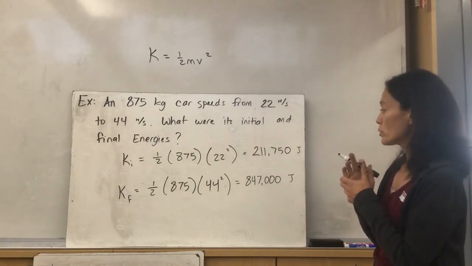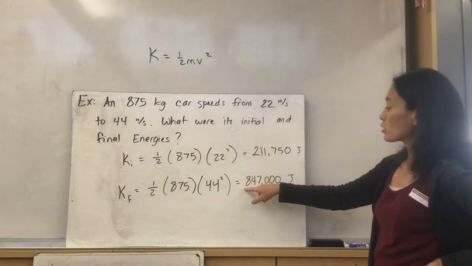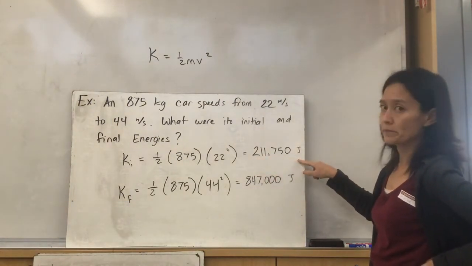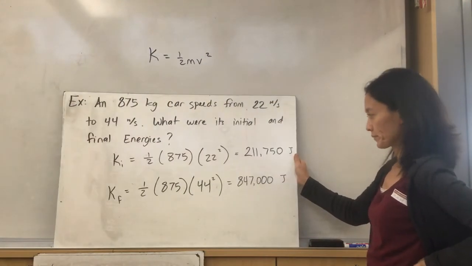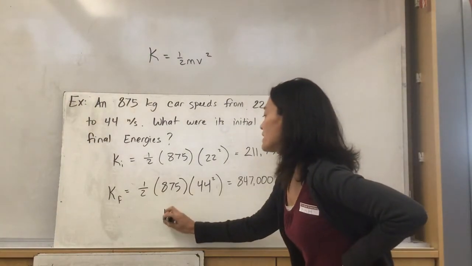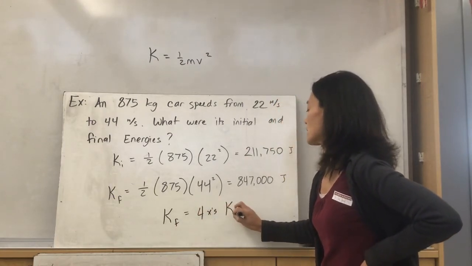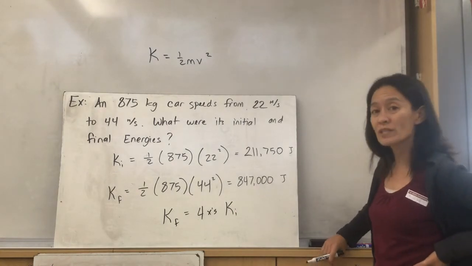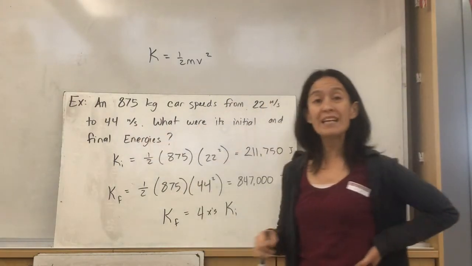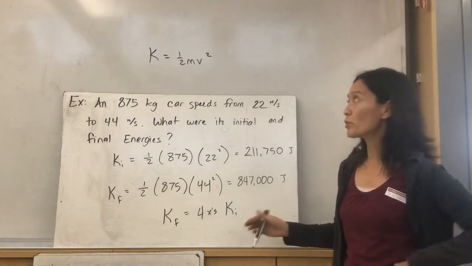Now, just to satisfy my need, I want you to take this 847,000 value and divide it by this 211,750 value. Okay, so divide it and see what you get. Take a moment. You should have found that the kinetic energy final is actually 4 times the kinetic energy initial, and that is not a coincidence. Look what happened to your speed. Your speed went from 22 to 44. Your speed actually doubled. So if the speed doubles, the kinetic energy quadruples, and that's due to the nature of this equation.